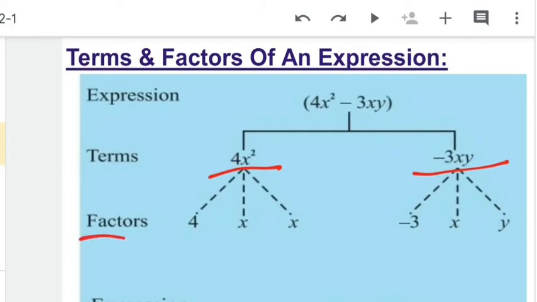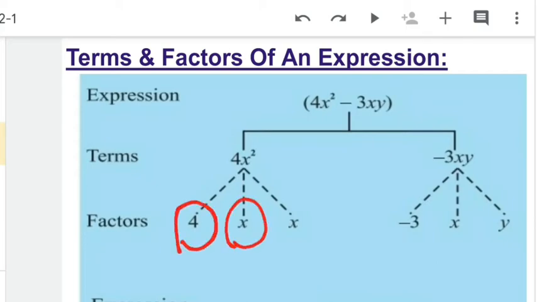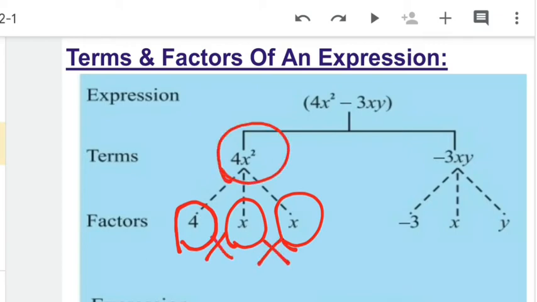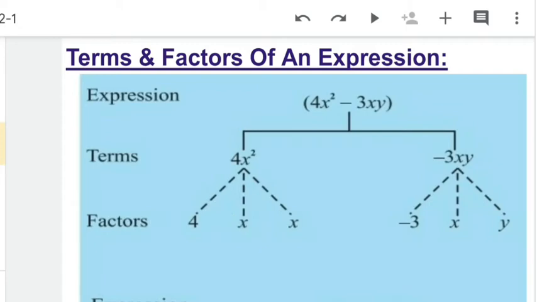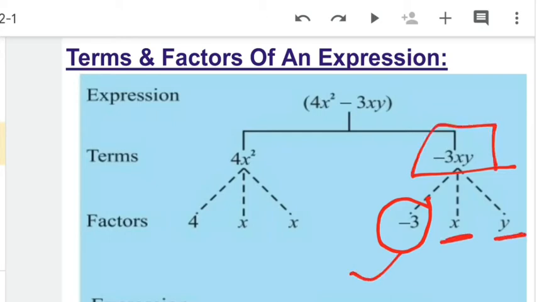Now let's come to the factors. Factors means that we can combine 4, x and x with multiplication sign to form this term. So this 4, x and x are termed as its factors. You can see in another example, here we are multiplying minus 3, x and y to form this term. So these three are the factors of minus 3xy.